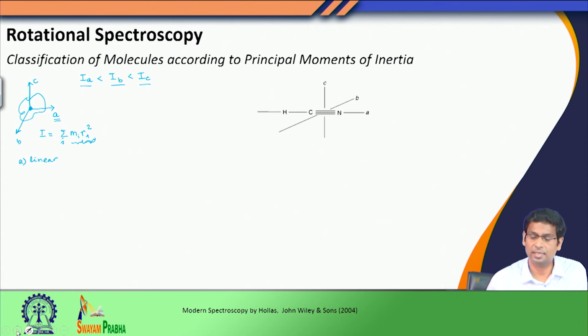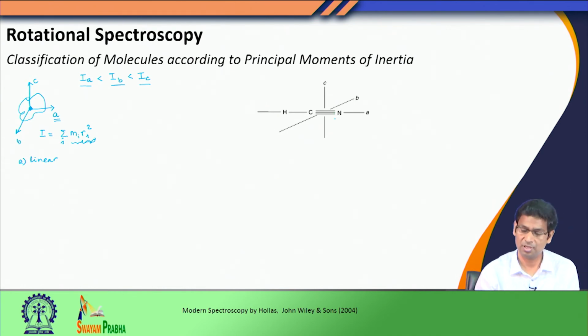When I have a linear molecule, let us say a linear triatomic molecule, of course I can extend this analysis to either diatomic or even polyatomic linear molecules. So, when I have a linear molecule, in this case I am taking the example of HCN. The first step is to find out the center of mass or the center of gravity here.